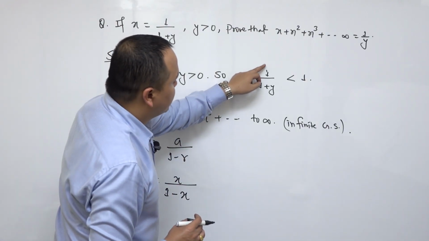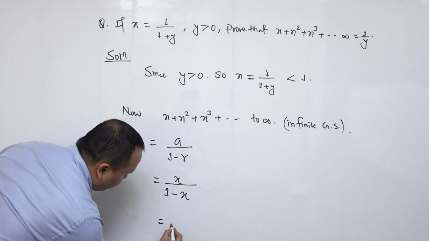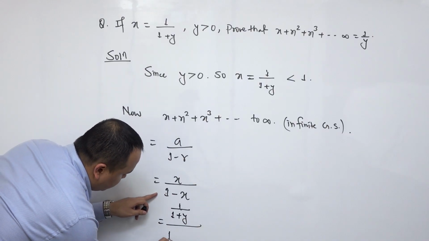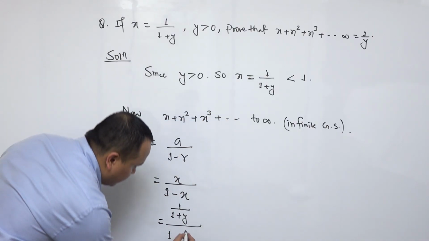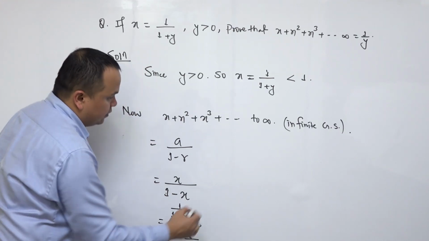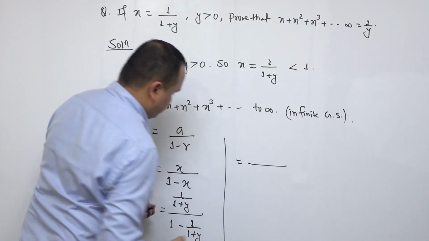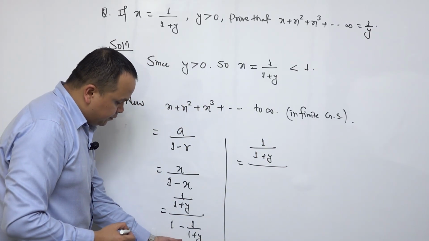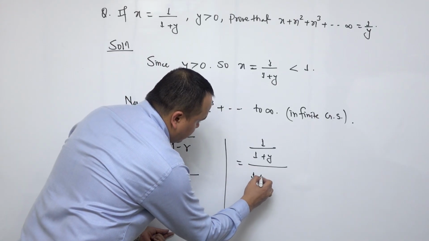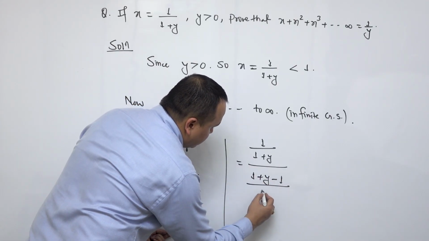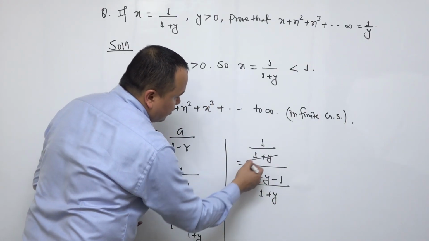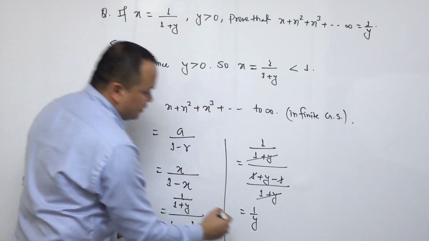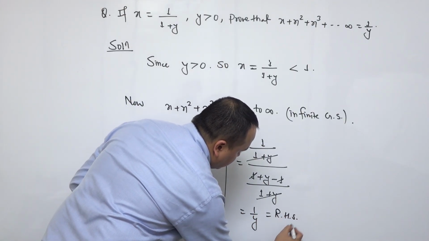We have x is equal to 1 upon 1 plus y. 1 upon 1 plus y upon 1 minus x, which is 1 upon 1 plus y. So this is 1 upon 1 plus y, here 1 plus y into 1, 1 plus y minus 1 upon 1 plus y. Here 1 plus y cancel out, 1 cancel. Then this is 1 upon y, which is the right hand side. Proved.